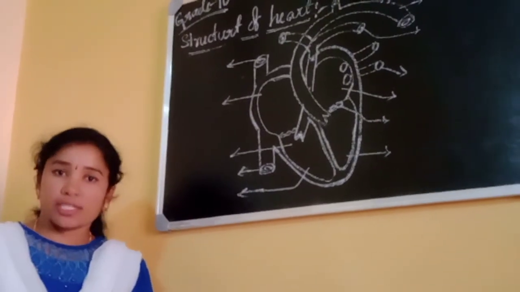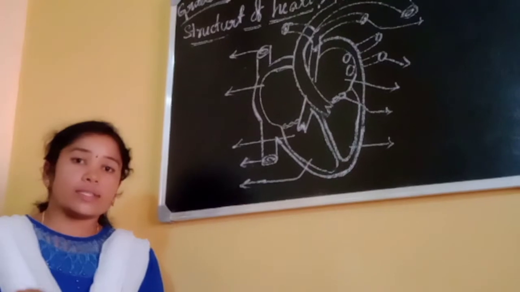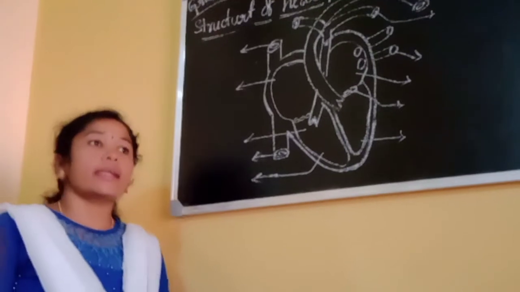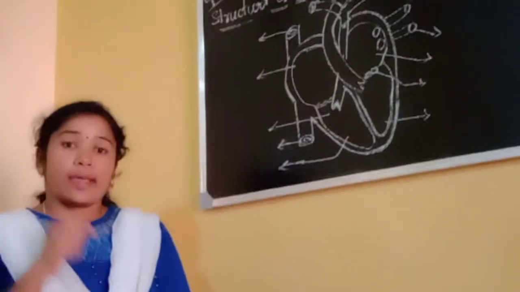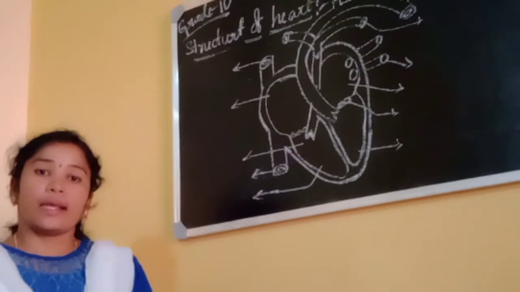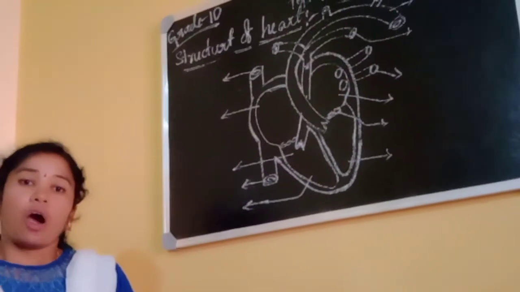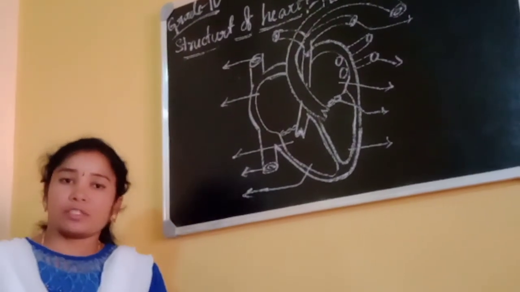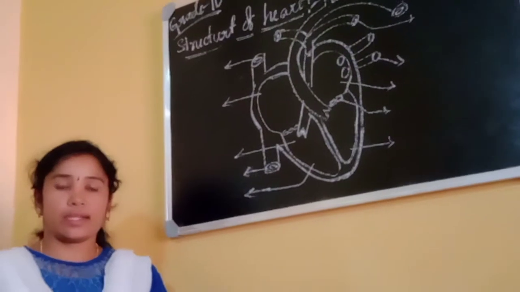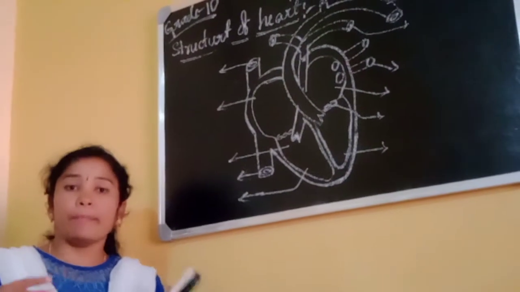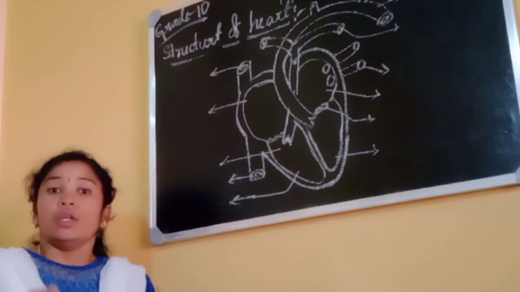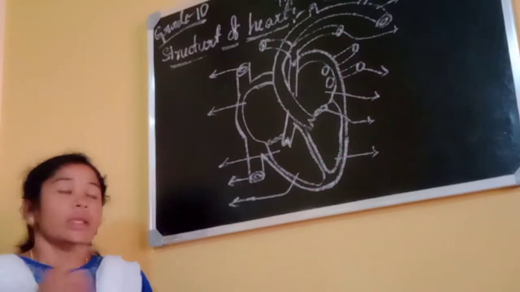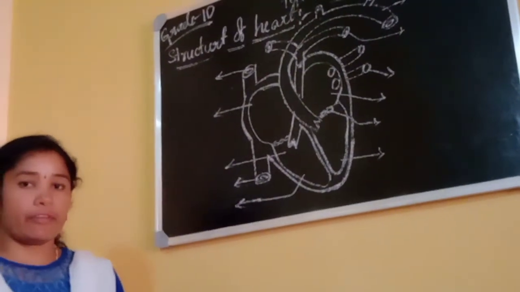Do you know about oxygenated and deoxygenated? Oxygenated is nothing but oxygen rich blood. And deoxygenated is nothing but carbon dioxide rich blood. Blood carries both oxygenated and deoxygenated blood, and they may mix. Is it right? To avoid that mixing of oxygenated and deoxygenated blood, our heart has 4 different chambers.